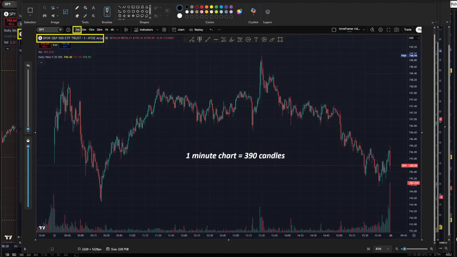The 1 minute chart. The charts are fractal. So what you see on the 1 minute chart is translated all the way up to the daily, the weekly, the monthly, the yearly charts.